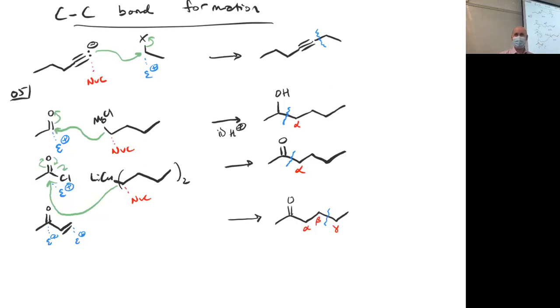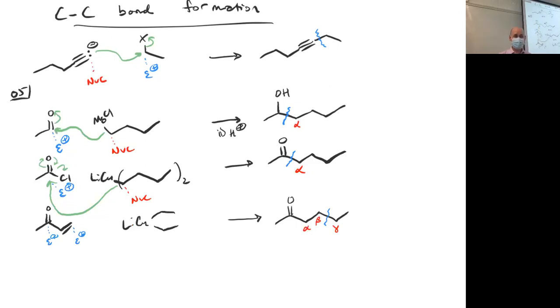Yeah, the Gilman once again. All right, but in this case, I've got a 4-carbon electrophile. So if I wanted to make a 6-carbon product, I would only need to add a 2-carbon nucleophile. So Gilman is really good for carbon-carbon bond formation reactions.